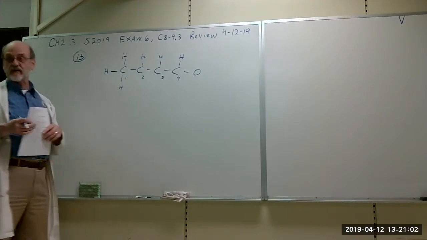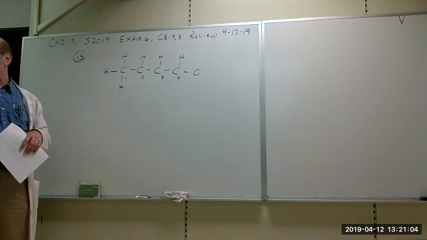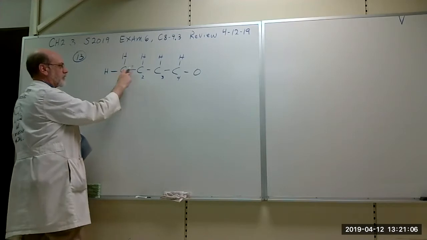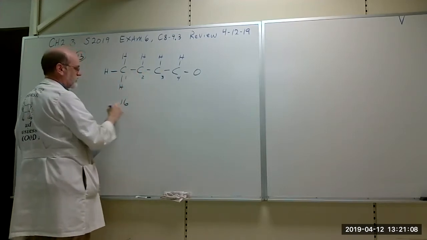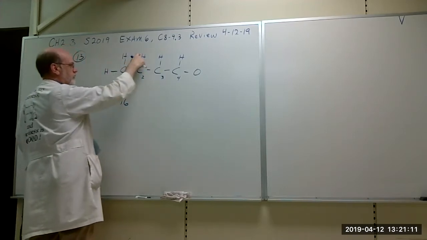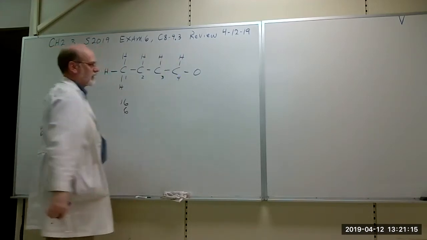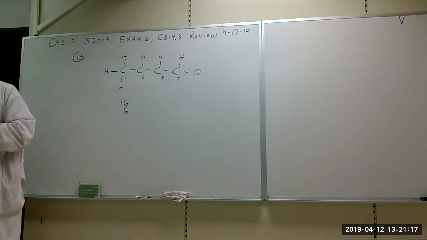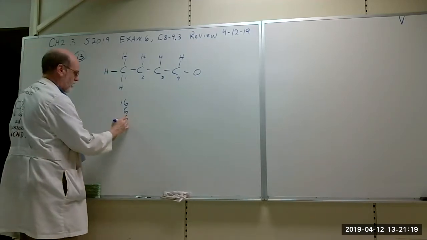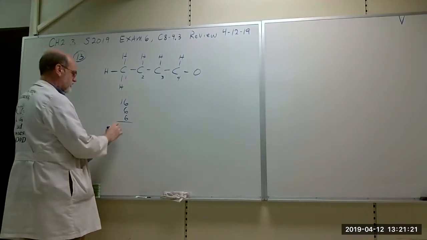You take the valence electrons for all the atoms and add them together first. So that's 1, 2, 3, 4 times 4 is 16. 1, 2, 3, 4, 5, 6 hydrogens. And oxygen should be 6, I think. Yeah. Okay. So 12 and 16 is 28, right?